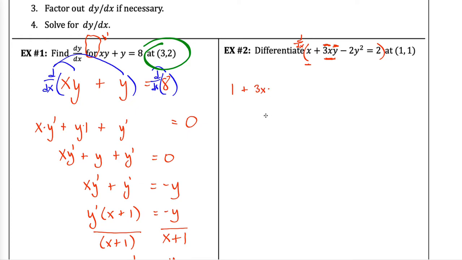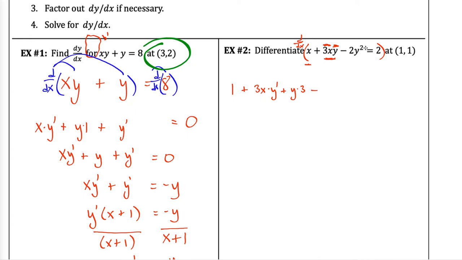Okay, so first, derivative of second, so derivative of y, plus second, derivative of 3x would be 3. Okay, so there's our whole product rule.